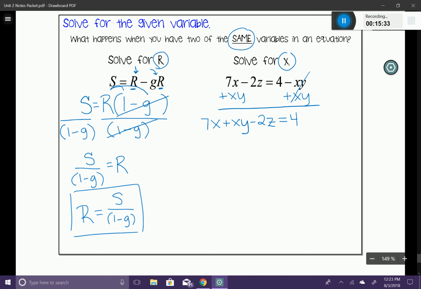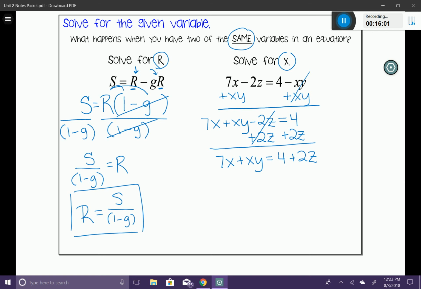Like I said, I want to get everything with the x on the left and everything else on the right. So let's move him to the other side here. I'm going to move 2z. He doesn't have an x in him, so I'm going to move him to the other side. All righty, here we go. 7x plus xy. I'm going to eliminate these guys, and I'm just going to rewrite them over here. Now I have those x's on the same side.